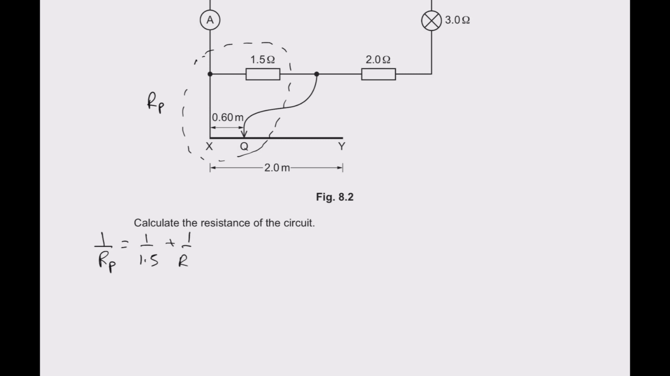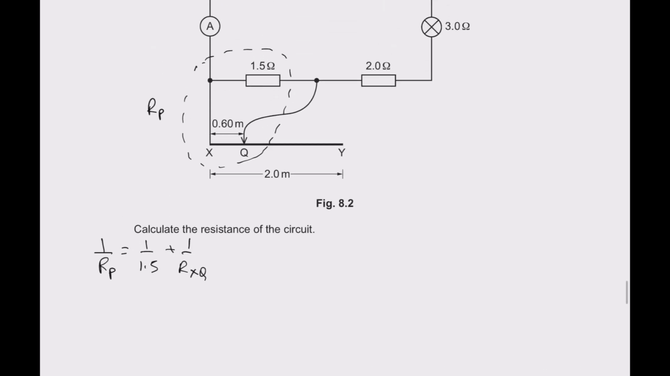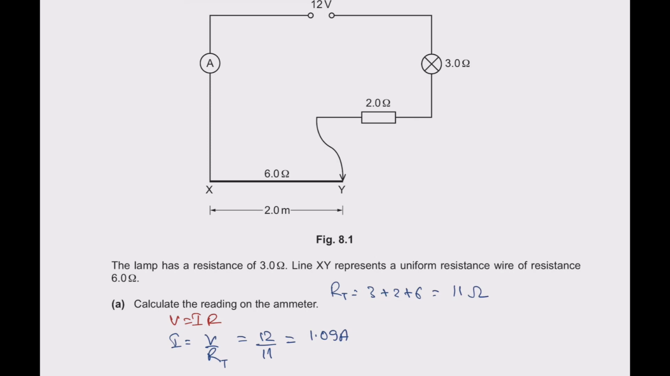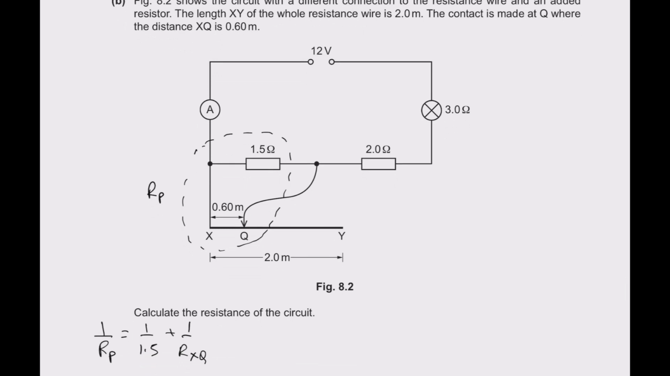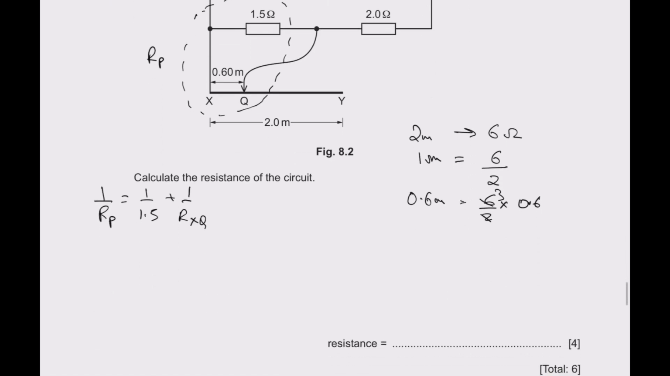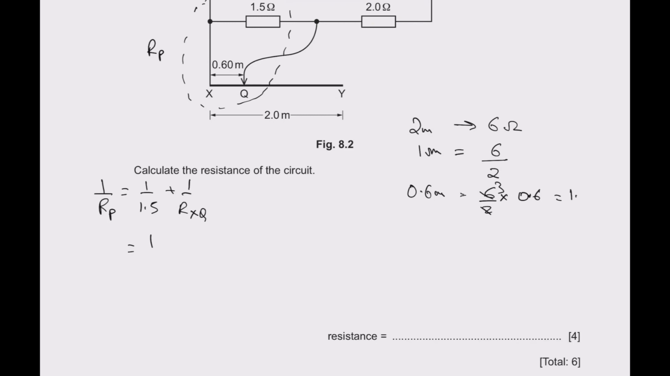1 upon resistance XQ. For resistance XQ, we have the information given to us that the complete 2 meter wire has a resistance of 6 ohm. So 1 meter will have, by the linear formula, 6 divided by 2. So for 0.6 meter I will have 6 by 2 into 0.6, that is 3 into 0.6, that is 1.8. So 1.8 ohm is the resistance of 0.6 meter of XQ.